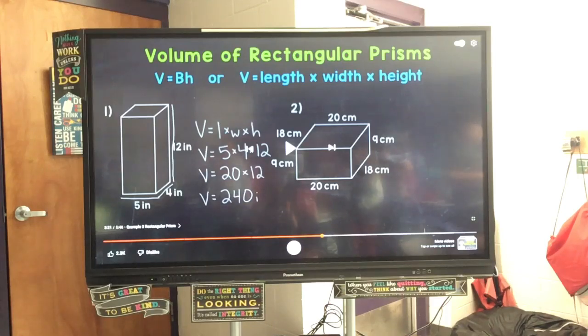I guess you should not be taking this. It's just straightforward multiplication. So when you multiply 20 times 18 times 9, what do you get? Kevin?